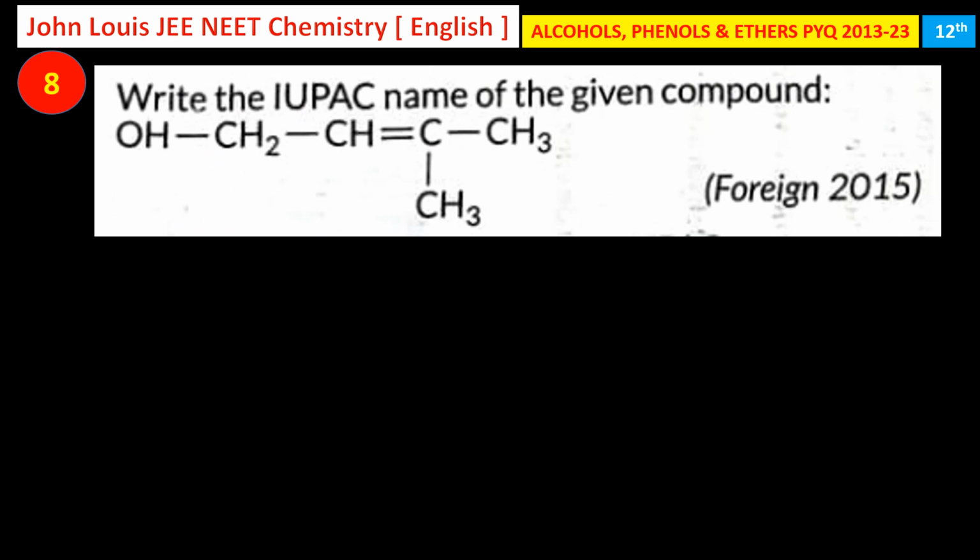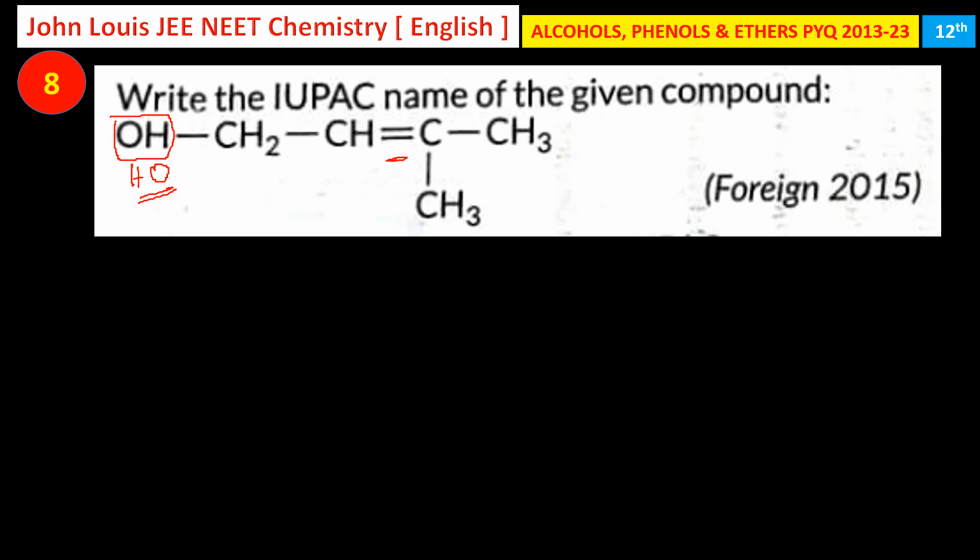Our eighth question is, write the IUPAC name of the given compound. Okay, here there is a small printing mistake. OH should be bonded like this. Okay, it is an alcohol. There is a double bond. There is a branch, same as in the previous example. So it's an alcohol group, there is a double bond, there is a branch. So alcohol should be given priority.